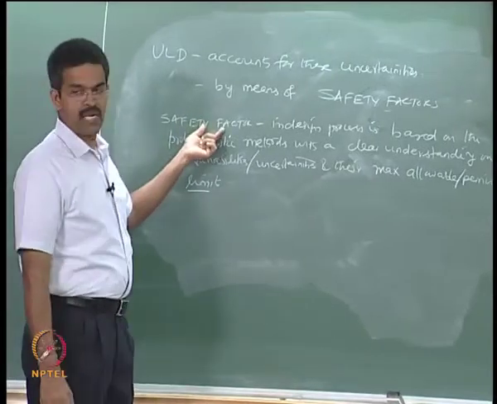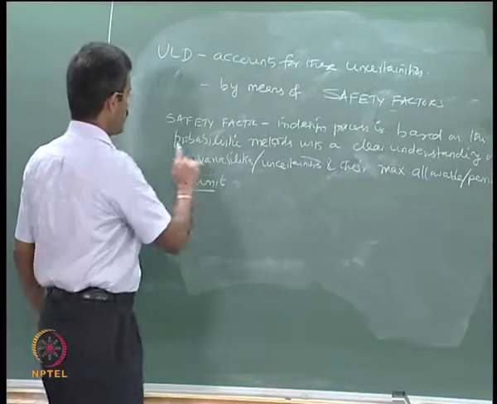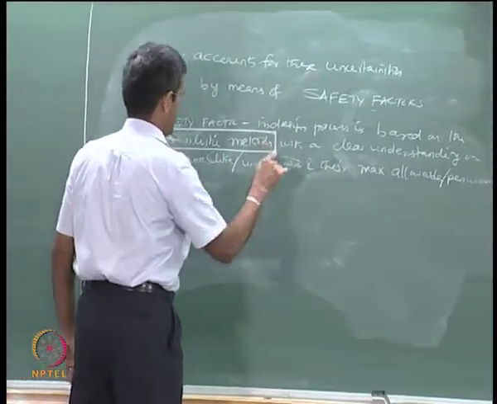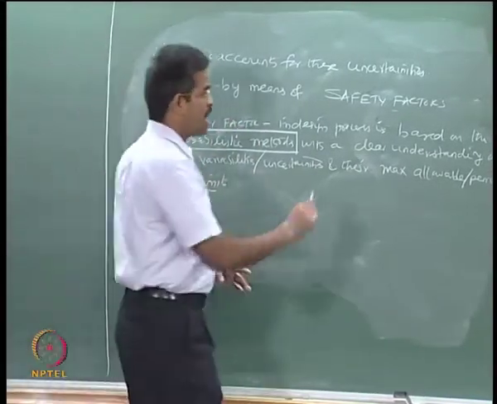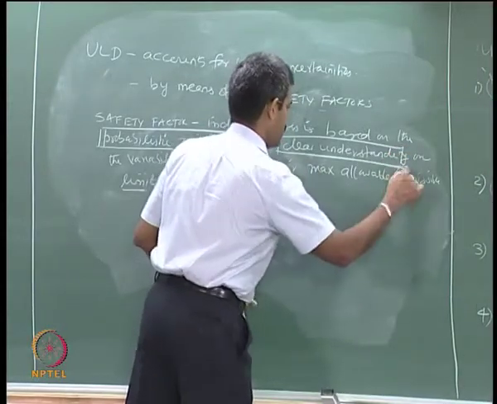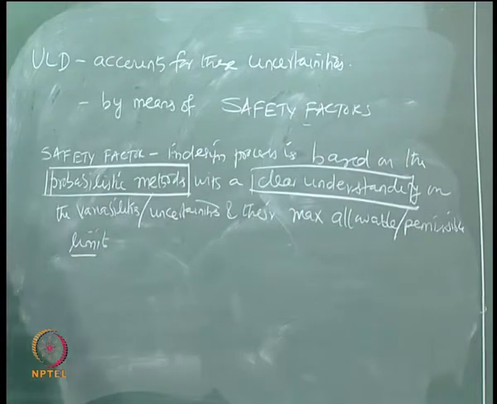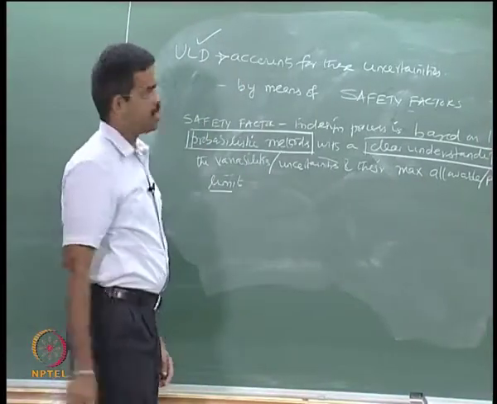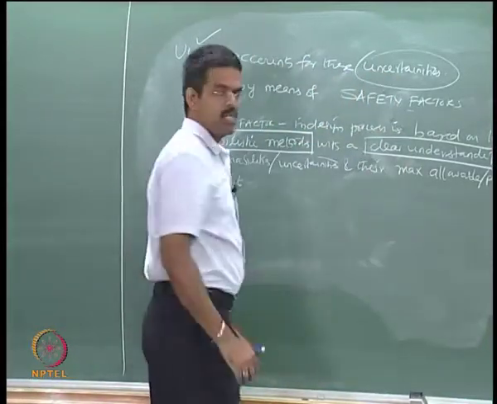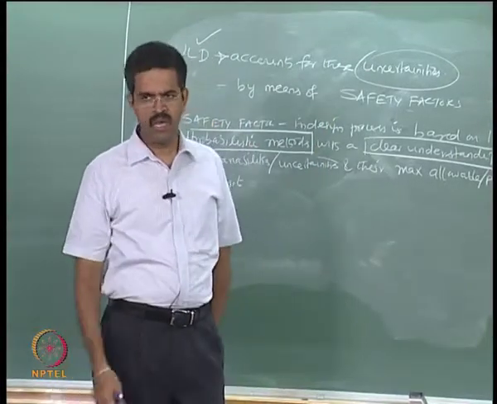So, the safety factor is essentially derived from the probabilistic method. To derive a safety factor on a probabilistic method, you must have a clear understanding of the limits of uncertainties beyond which you should not allow. So, ULD is seen as an advantageous method because it accounts for all these uncertainties which cannot otherwise be avoided. They are implicitly built in, inherently present in the system, and I cannot get rid of them.